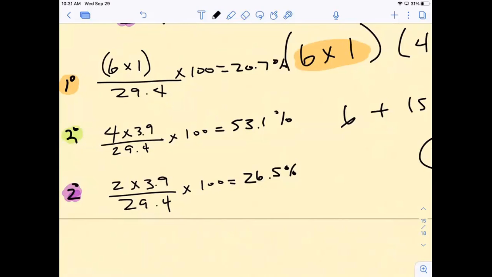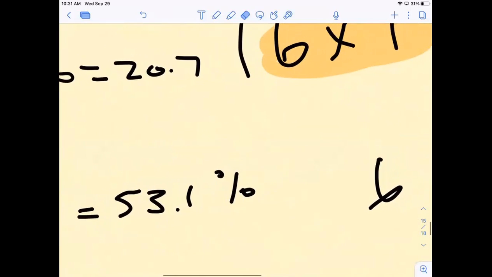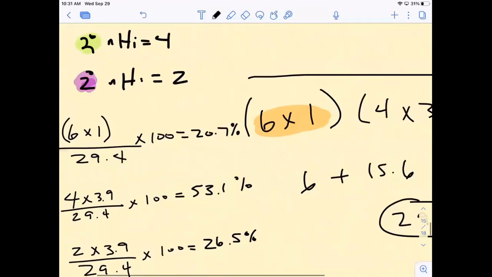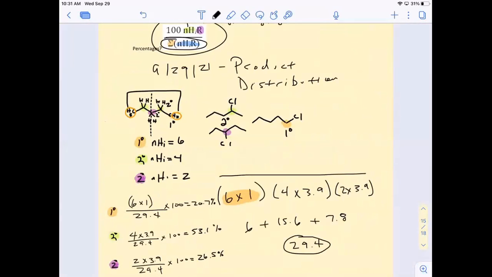So that's how you would calculate those percentages. The key is to understand what those terms mean in that equation. The NHR part is the number of hydrogens, and R is the reactivity factor.